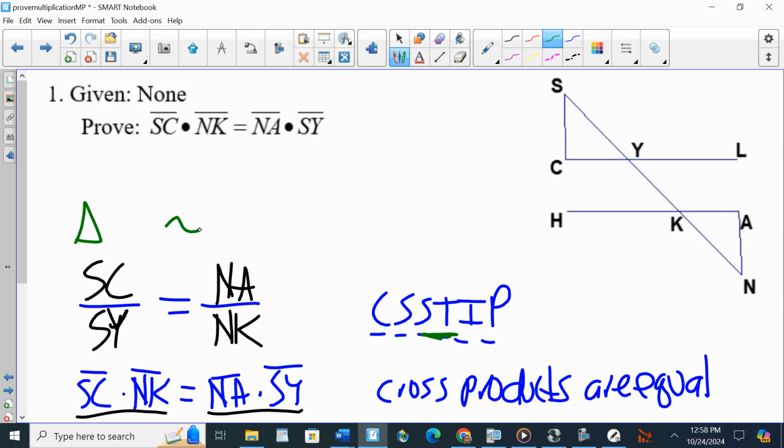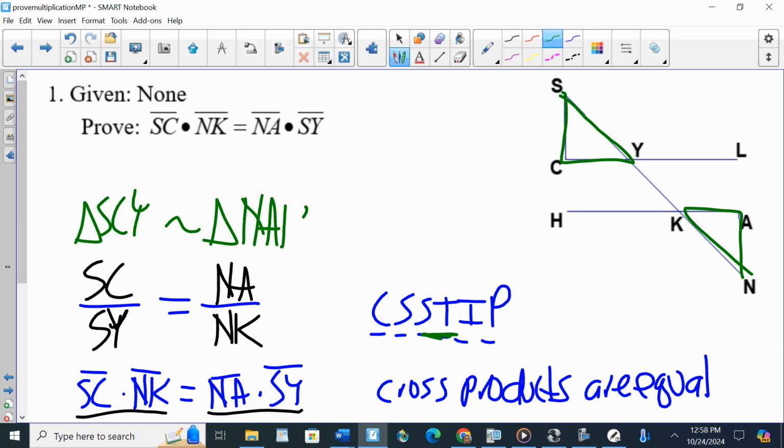So I'm going to state that the triangles are similar. If it's obvious which triangles I'm proving are similar, great. In this case, I think it is. And make sure the letters correspond. So if I call the first one SCY, I call the second one NAK, because those letters correspond. A little trick too, if you look at the proportion, look horizontally and look vertically. Whichever letters make up the letters of a triangle, that's your triangle.